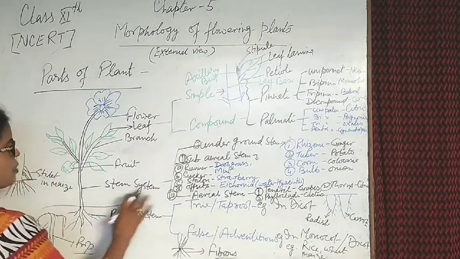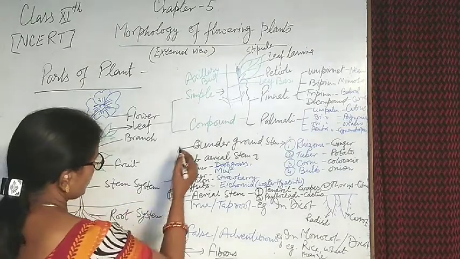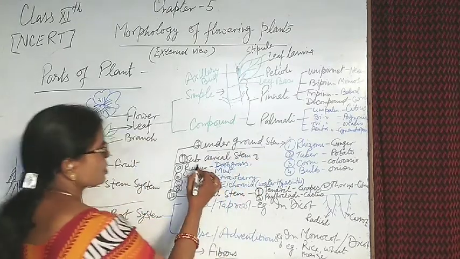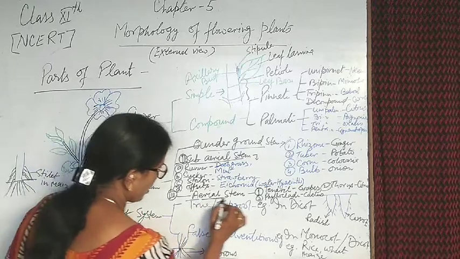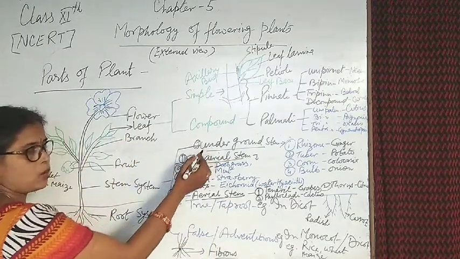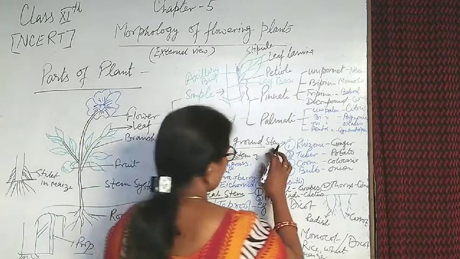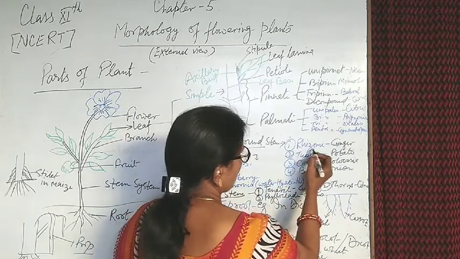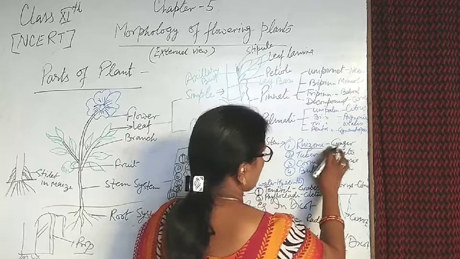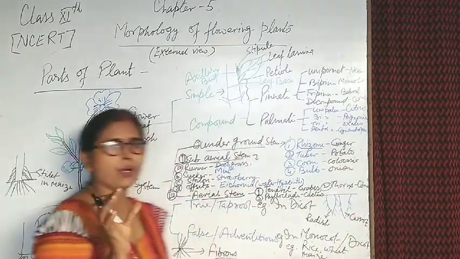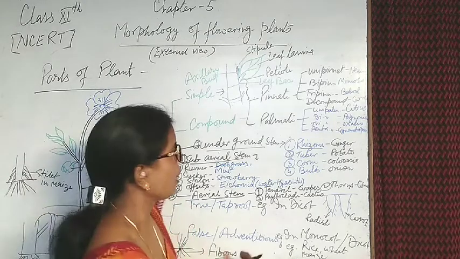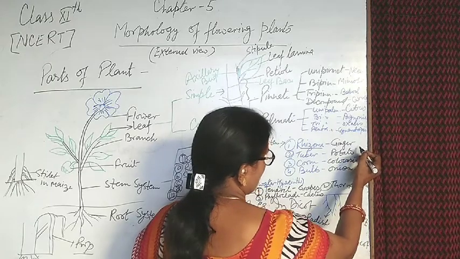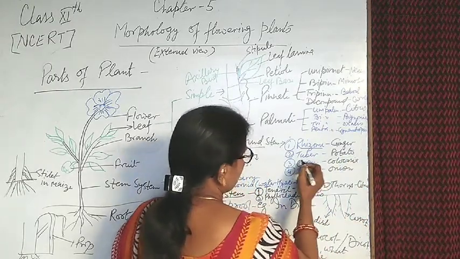And the stem system is further divided into three parts: first, underground stem, second, subaerial stem, and third, aerial stem. Underground stem is the stem part inside the soil. An example is rhizome, in ginger, which grows horizontally and forms axillary buds. Turmeric is also a rhizome.